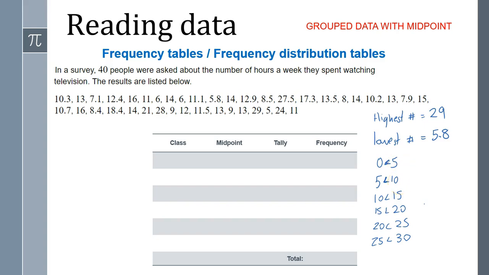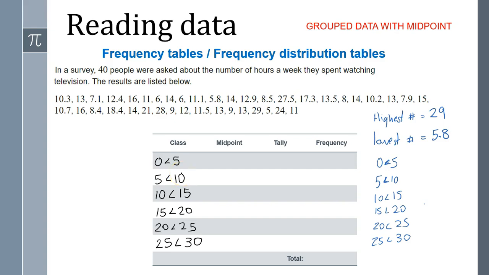Okay, so I'm pretty happy with my groups here. I've checked that everything fits in them, and there's not too many, there's only 6. So I'm going to put them in the class column here. So 0 and less than 5, above 5 but less than 10, above 10 but less than 15, above 15 but less than 20, above 20 but less than 25, above 25 but less than 30, and that's it.